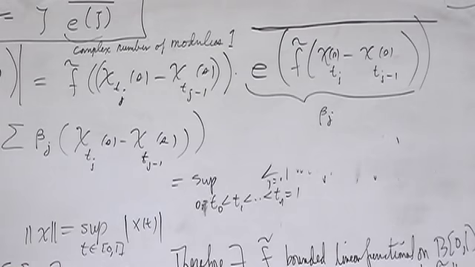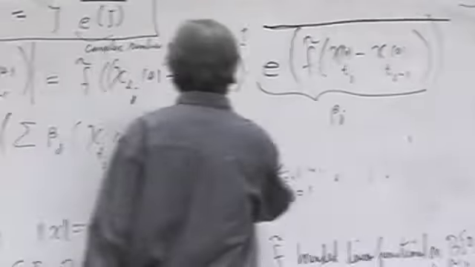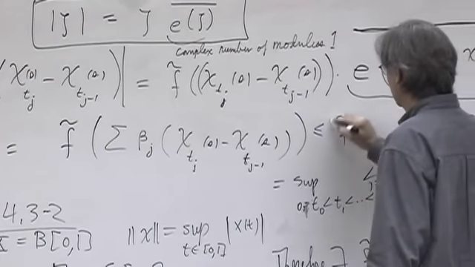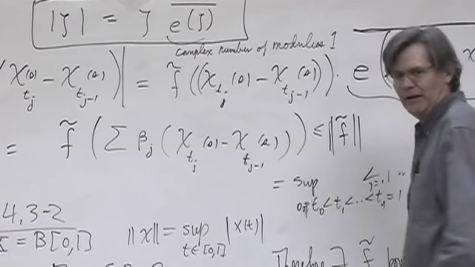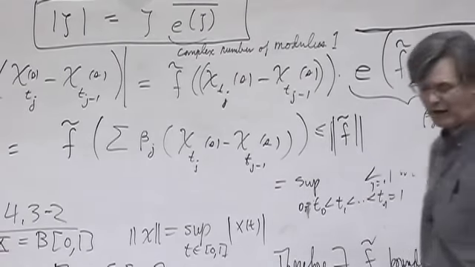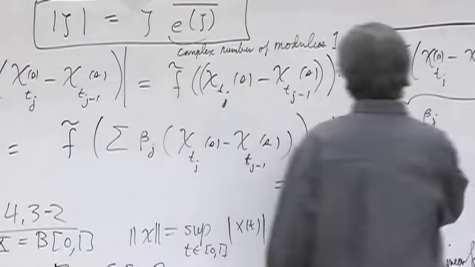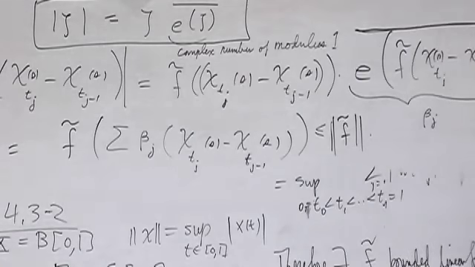And it's a bounded function. It's not a continuous function. But F tilde was defined on all of the bounded functions. And so this is less than or equal to the norm of F tilde, which was equal to the norm of F, times what? Times the norm of the step function.